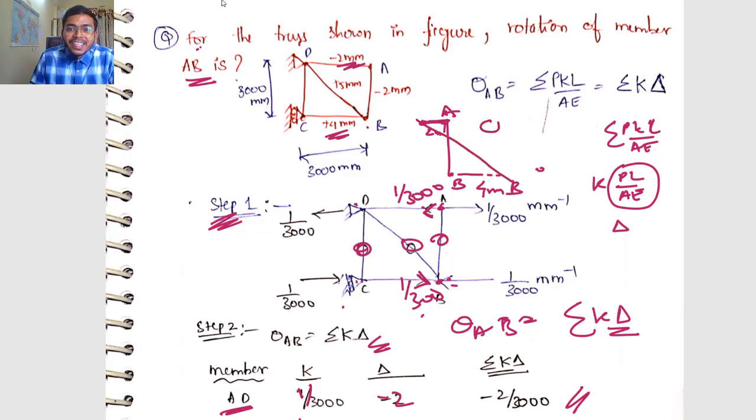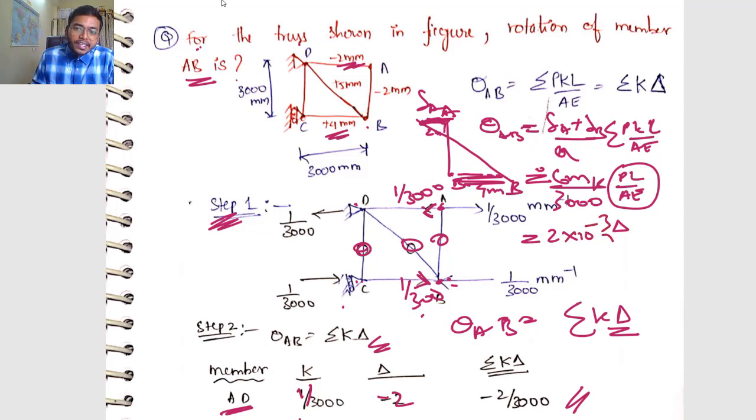How to get your rotation? Theta AB is nothing but delta A plus delta B divided by the distance. So what was your delta A plus delta B? 2 plus 4, 6 mm divided by distance 3000. So your answer is 2 into 10 to the power of minus 3 radians. You can solve it in 10 seconds. You can do it step by step and waste 2 minutes, or you can directly use your common sense and get your answer.